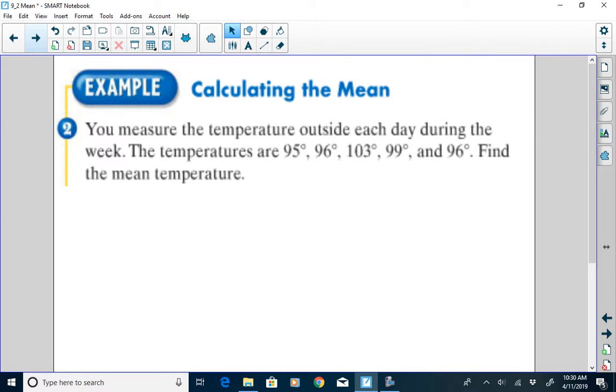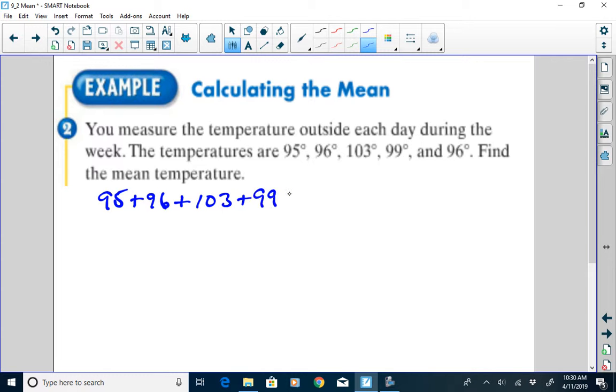All right, well, let's start by calculating the mean. When we calculate the mean, we want to first find the sum of the data items, and then we divide by the number of items. So we start by finding the sum, so we're going to take 95, add 96, add 103, add 99, and add 96. We get a sum of 489.